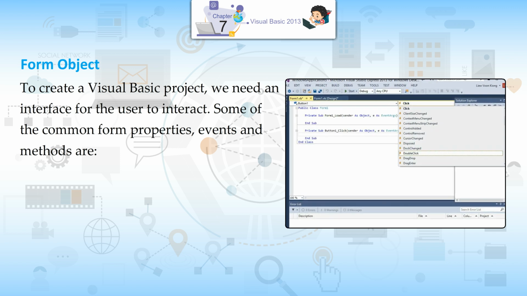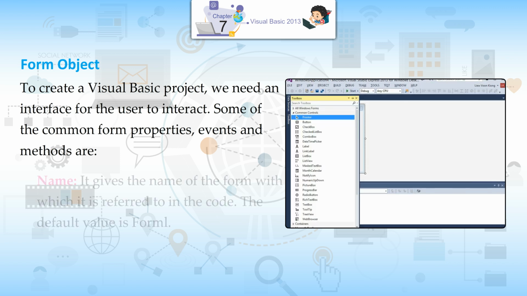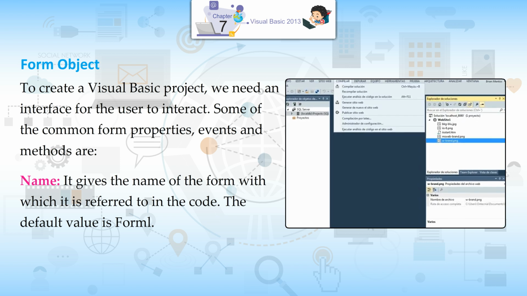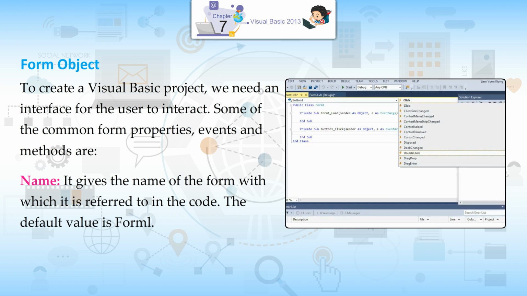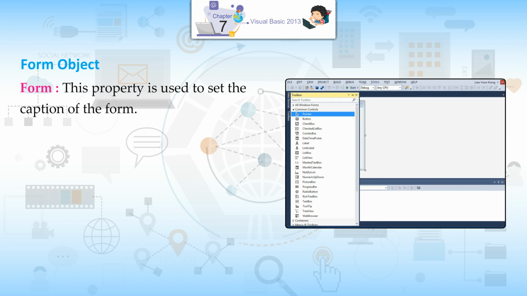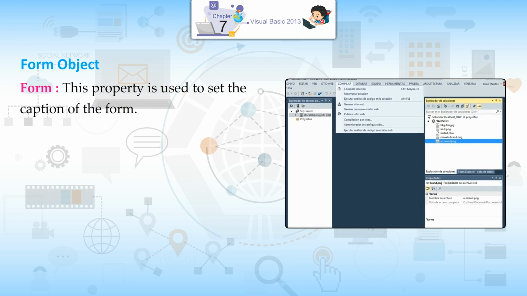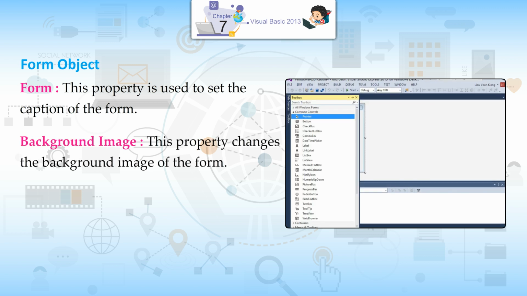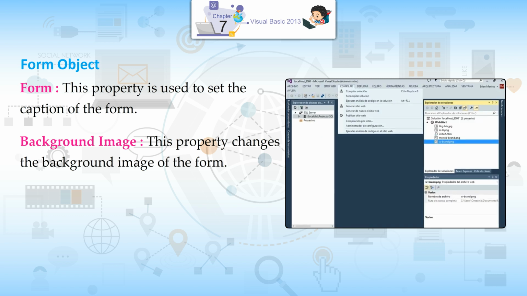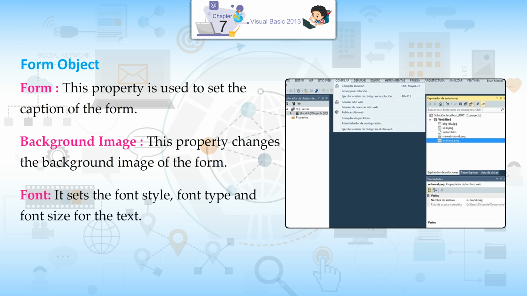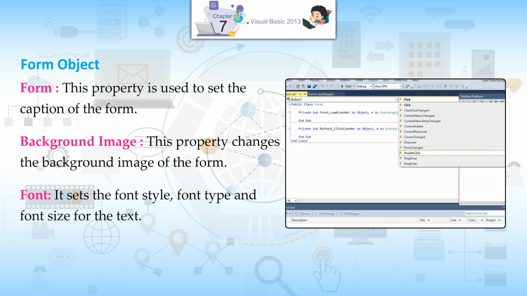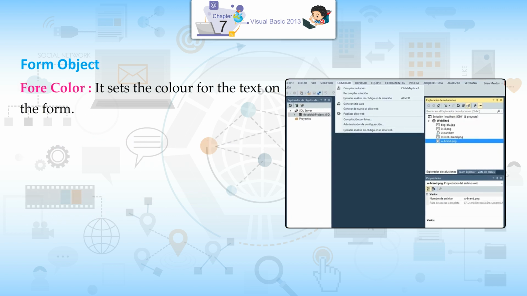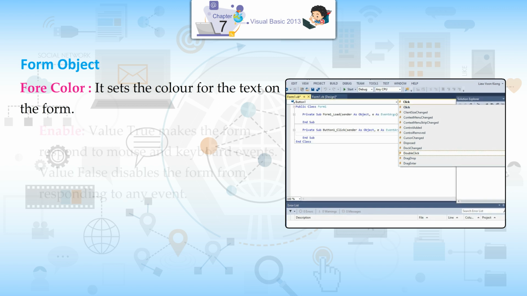Some of the common form properties, events, and methods are Name. It gives a name of the form with which it is referred to in the code. The default value is Form1. Caption. This property is used to set the caption of the form. Background image. This property changes the background image of the form. Font. It sets the font style, font type, and font size for the text. Forecolor. It sets the color for the text on the form.